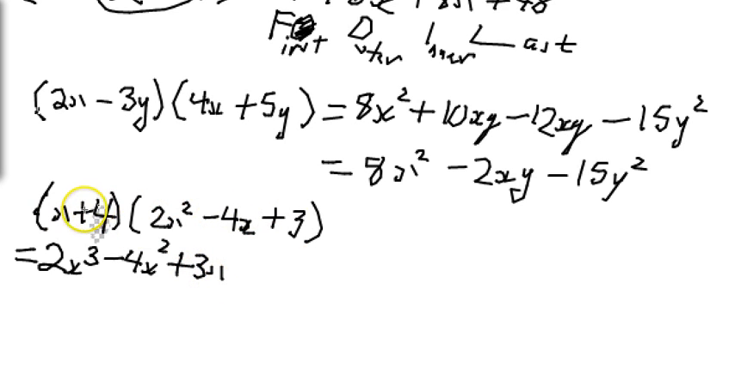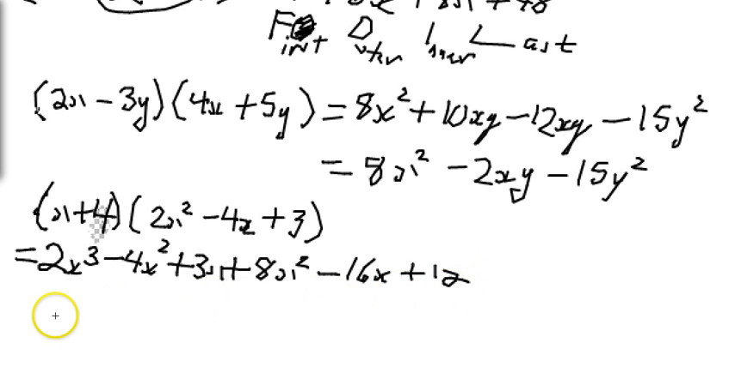Now we have to do it with the 4. So 4 times 2x squared is plus 8x squared. Now we've got the 4 times the minus 4x. So 4 times minus 4x is minus 16x. And then the 4 times the 3 is plus 12. So watch your signs when you're doing this. Positive times a positive is positive, and so on.